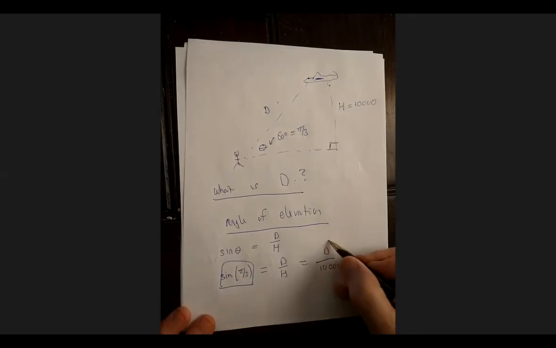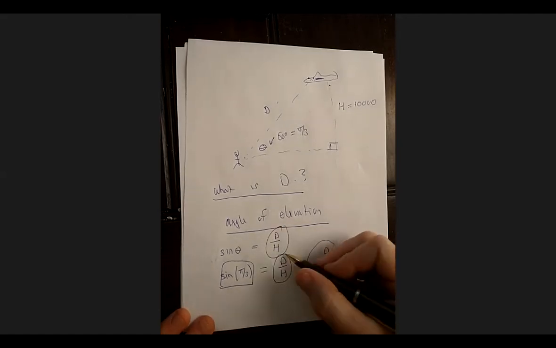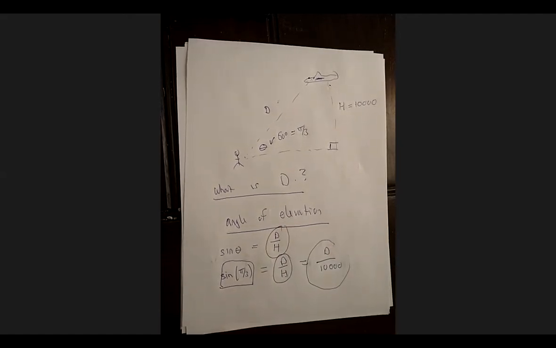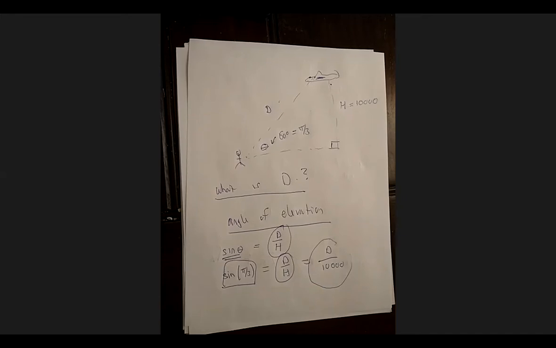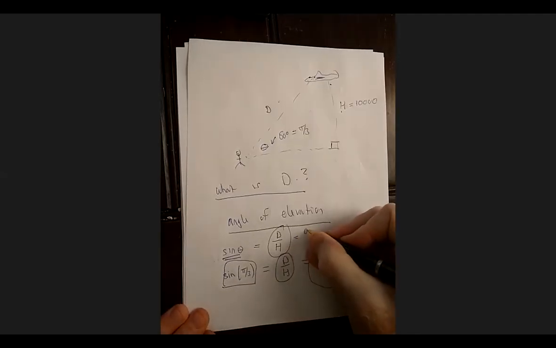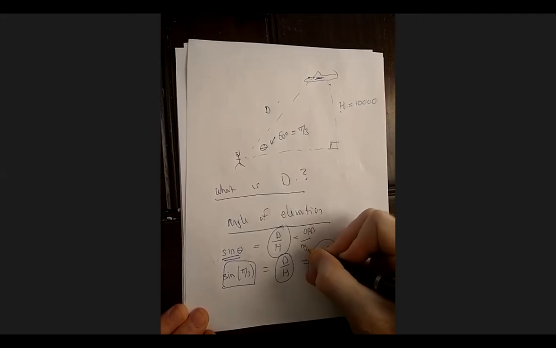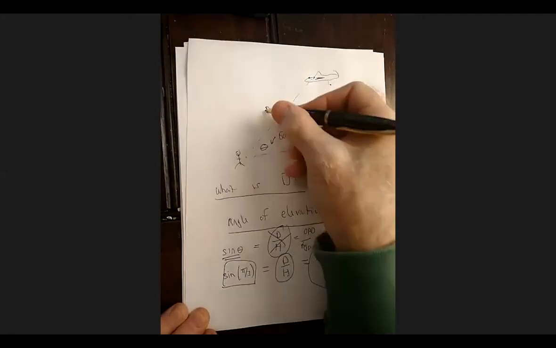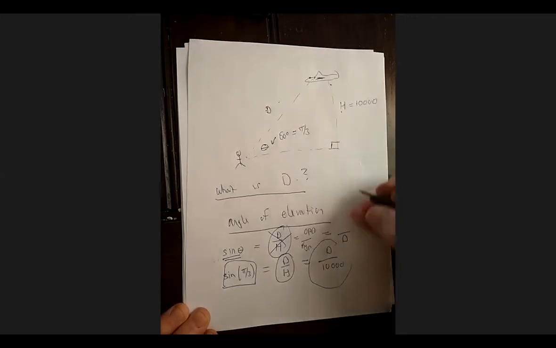Oops, I made a mistake here. What was my mistake? I was way too worried about solving the problem that I didn't think about what I was doing. What is the sine ratio? Opposite over hypotenuse. Yeah, opposite over hypotenuse. I didn't do it right. The hypotenuse is D, and the opposite is H.